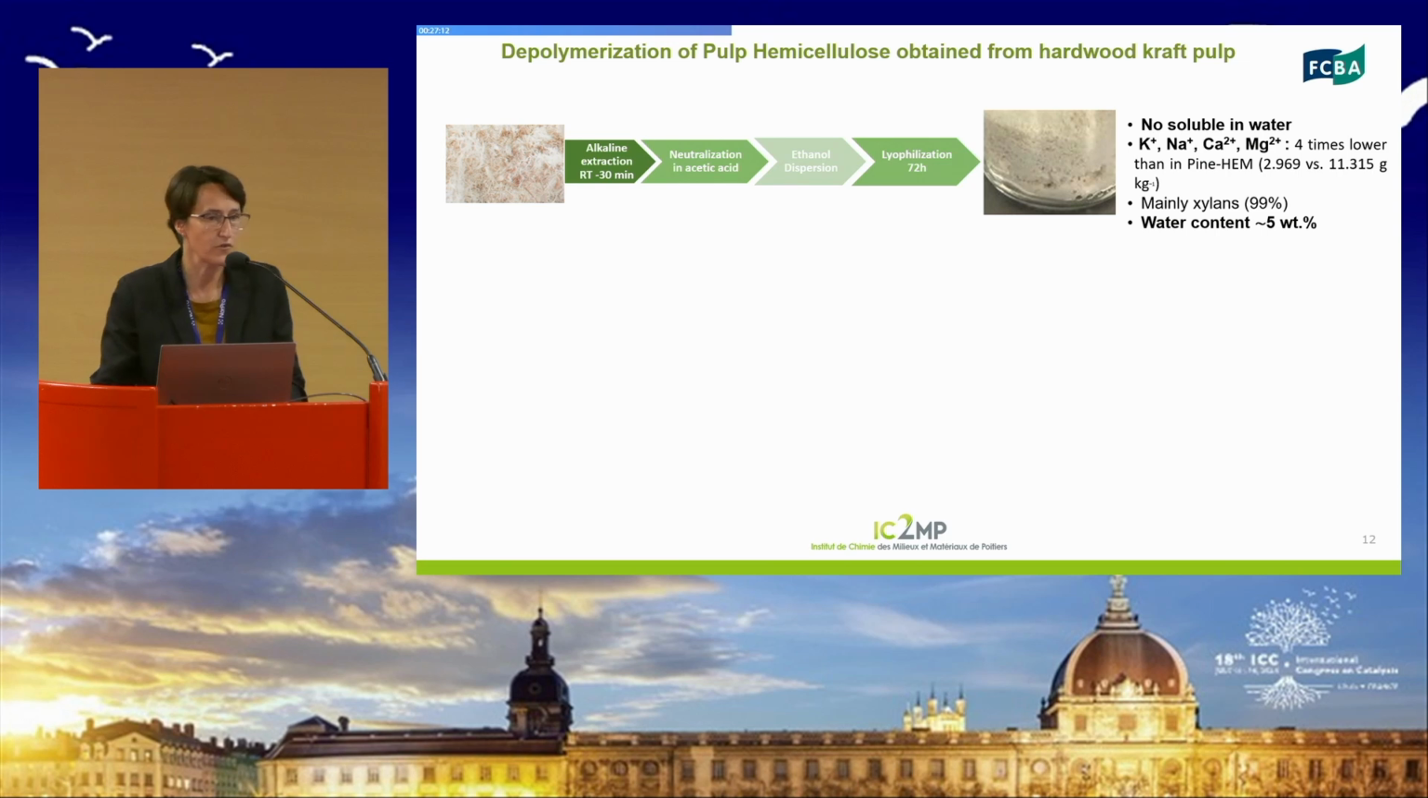So in order to prove this, we have used another hemicellulose source coming from hardwood kraft pulp. With other extraction methods, we obtain a hemicellulose that is not soluble in water in that case. We always have some cations present in this hemicellulose, but 4 times lower in quantity than in the previous one. Here, in that case, we have only C5 sugars, mainly xylans, and the water content was around 5 weight%. So we know that we need around 3.5 weight% of water.